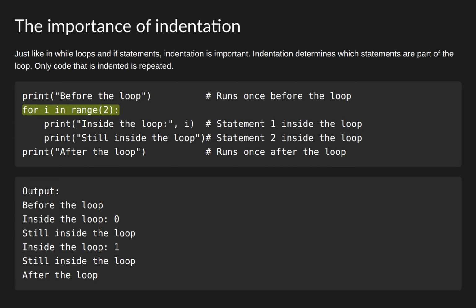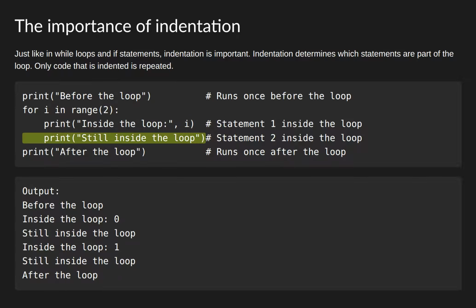In this example, we first print "before the loop." This statement is not indented, so it runs once before the loop begins. Next, the for loop repeats twice, as specified by range(2). Inside the loop, 2 statements are indented. One prints the current loop value, and the other prints a message. Because they are indented, both statements execute with each loop iteration.